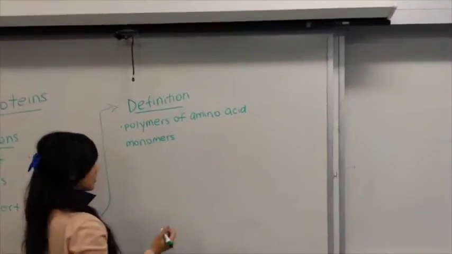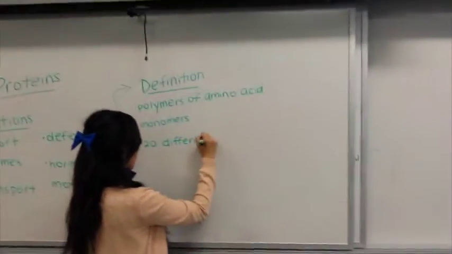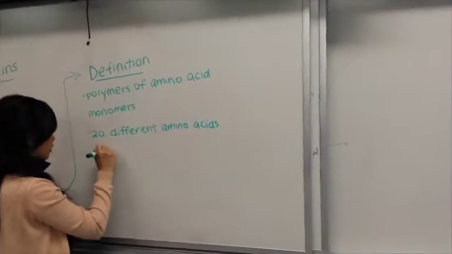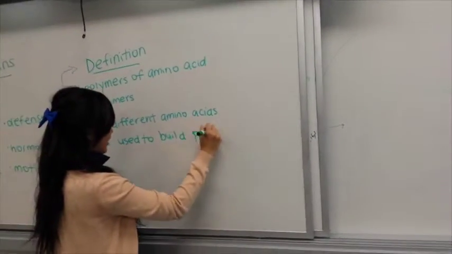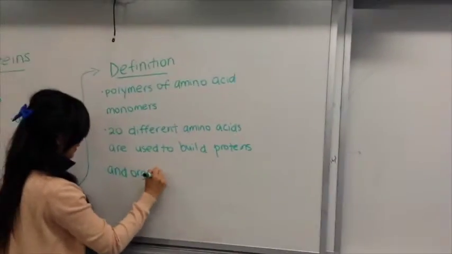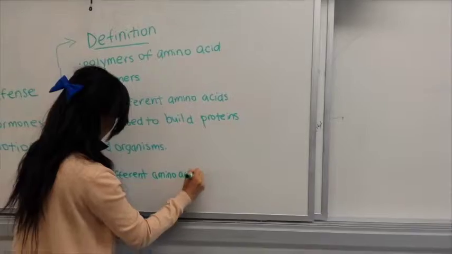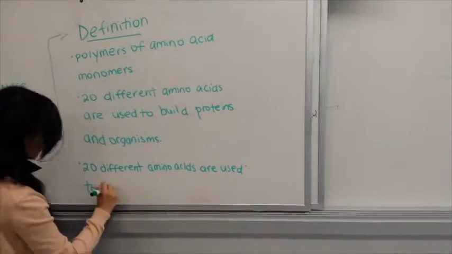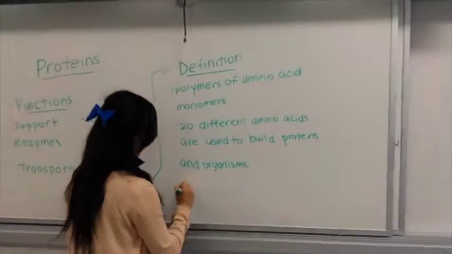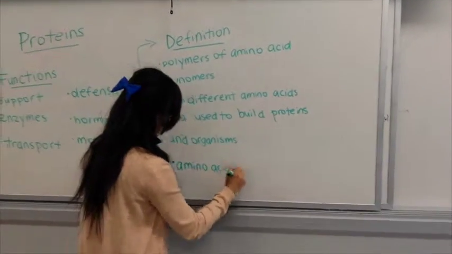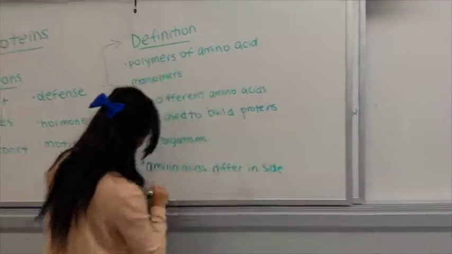There are 20 different amino acids that are used to build proteins. Amino acids differ in side groups or R groups. Around 20% of our body is made up of proteins. Every cell in our body uses proteins to perform various functions. Proteins are made inside cells. When a cell makes a protein, it is called protein synthesis.